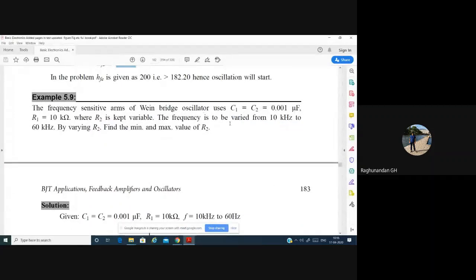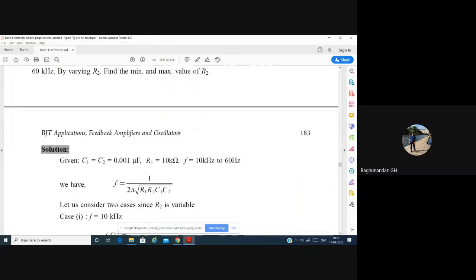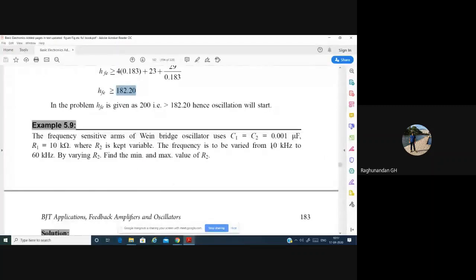They have given C1, C2 values as 0.001 microfarad. R1 is given, R2 is kept variable, and the frequency is to be varied from 10 kilohertz to 60 kilohertz by varying R2. Find the minimum and maximum value of R2. They are asking for two values of R because they have given two frequencies, 10 kilohertz to 60 kilohertz. That means they want to keep on varying from 10 kilohertz to 60 kilohertz. When they want to vary the frequency, obviously they have to vary the resistance value.